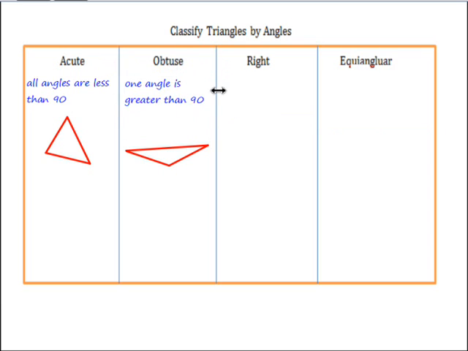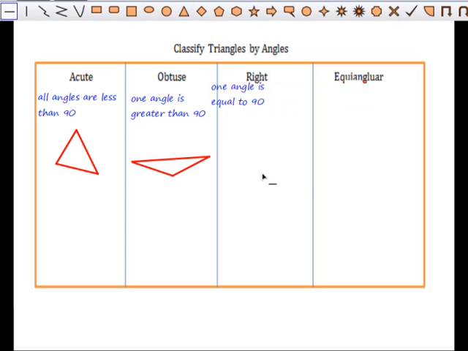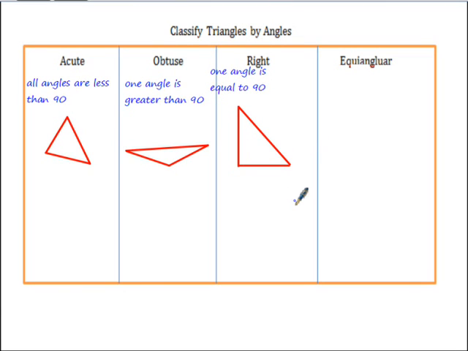All right? A right triangle. A right triangle, one angle, is equal to 90. Okay? So let's draw that one. And to make sure that I have that one, I'm actually going to label this as being a right angle. Okay?